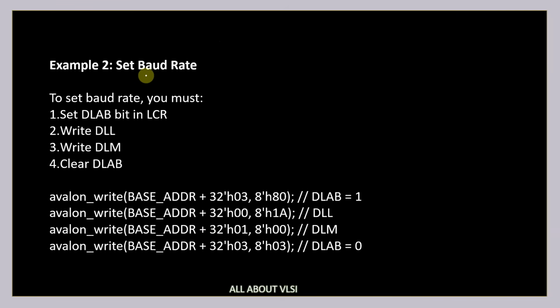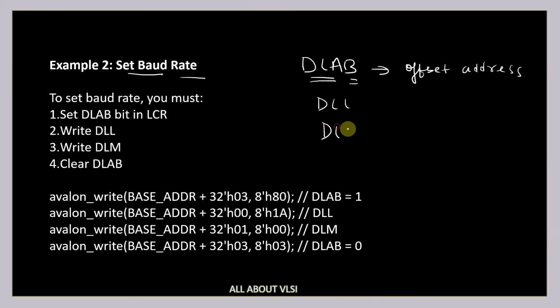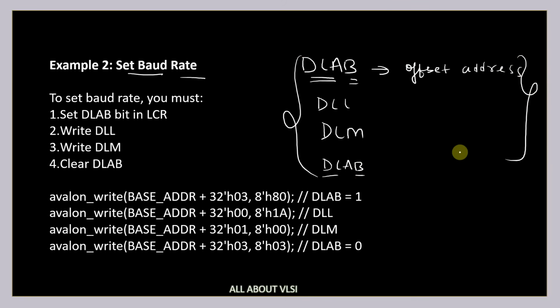Let's say I want to set the baud rate. Now I need to find out where my DLAB register is present. I need to know the DLAB register offset address, and I need to update the DLL register, and I also want to update the DLM register. Now, what are these registers and what are their functionalities? Until we study the specification thoroughly, we don't know. So in this particular example, for setting the baud rate, we need to update these registers.